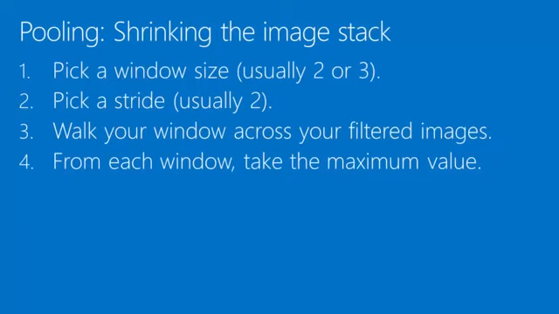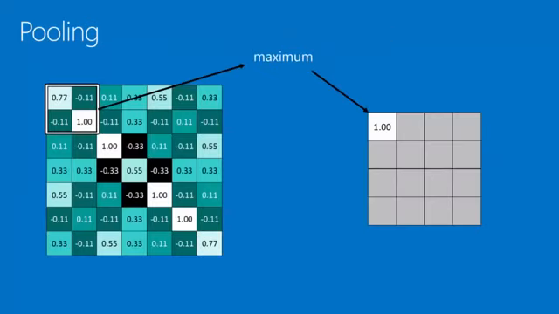The next big trick that we have is called pooling. This is how we shrink the image stack. And this is pretty straightforward. We start with the window size, usually 2 by 2 pixels or 3 by 3 pixels, and a stride, usually 2 pixels. Just in practice, these work best. And then we take that window and walk it in strides across each of the filtered images. From each window, we take the maximum value.